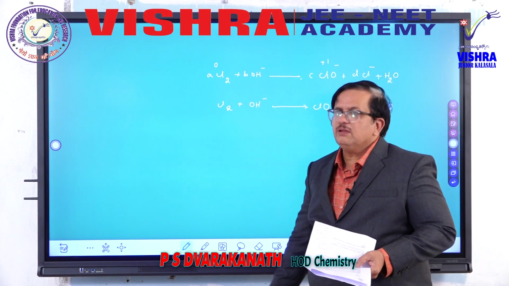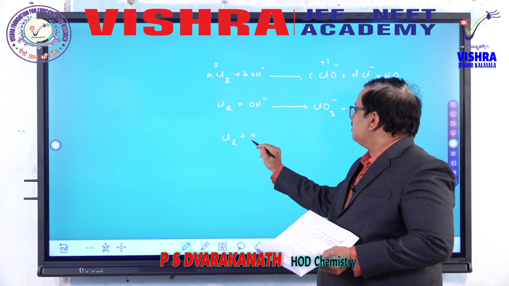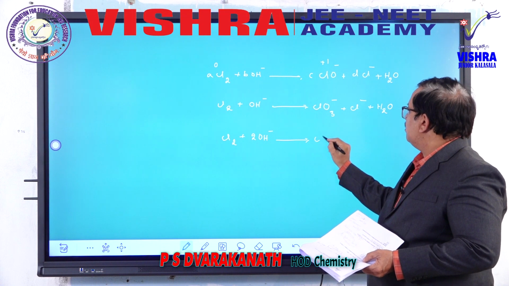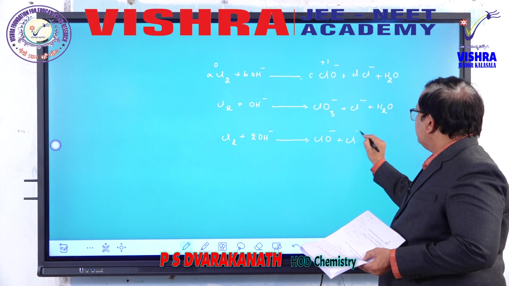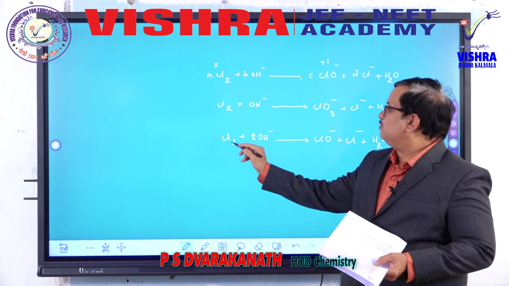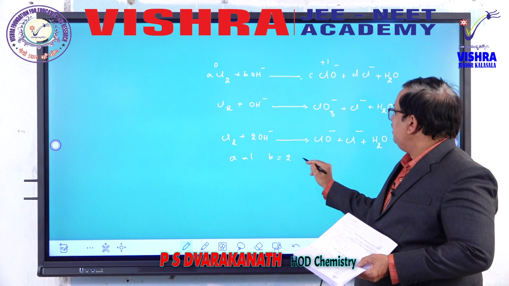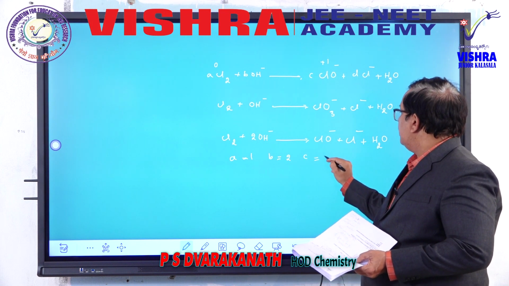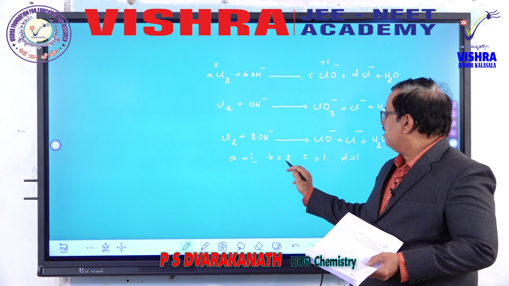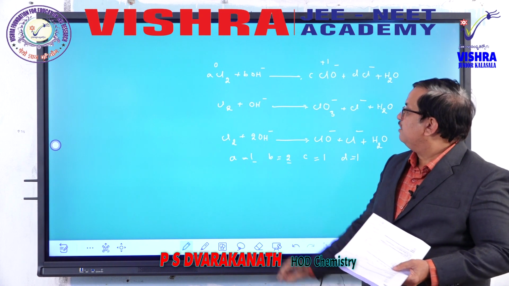Okay. If you balance the equation, the balanced equation is Cl2 plus 2OH minus gives ClO minus and Cl minus plus H2O. This is the balanced equation. And what are the stoichiometric coefficients? a is equal to 1, b is equal to 2, c is equal to 1 and d is equal to 1. Therefore, the option you might have got is 1, 2, 1, 1. This is the option if it is cold dilute.